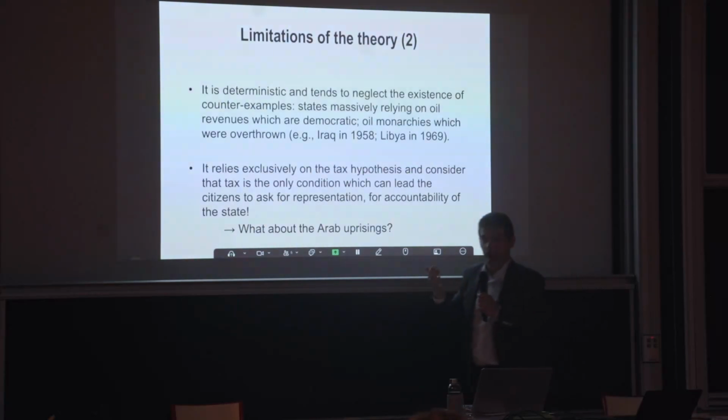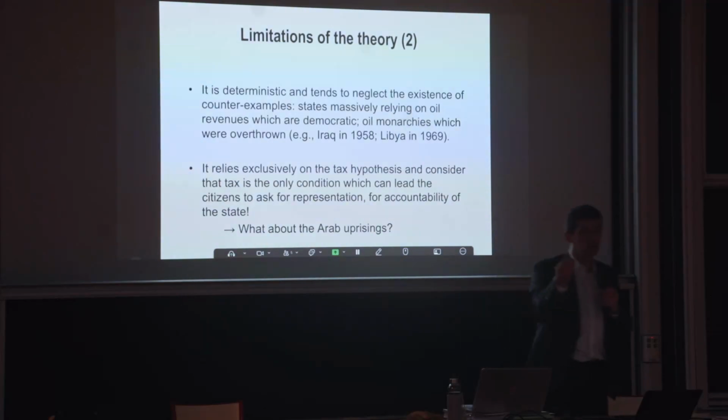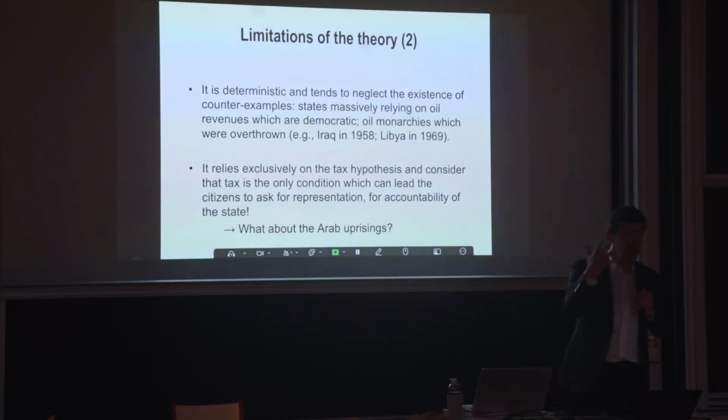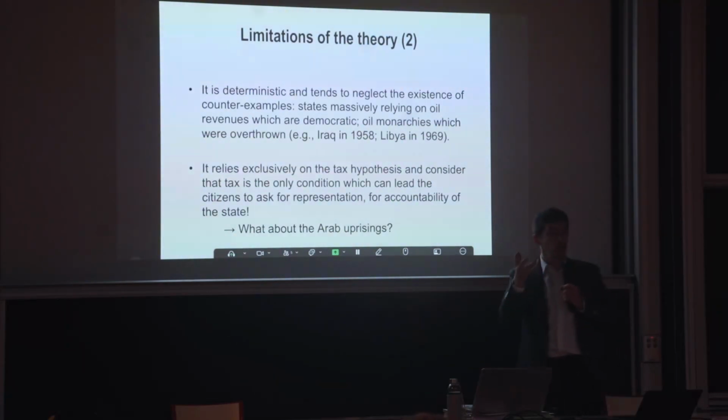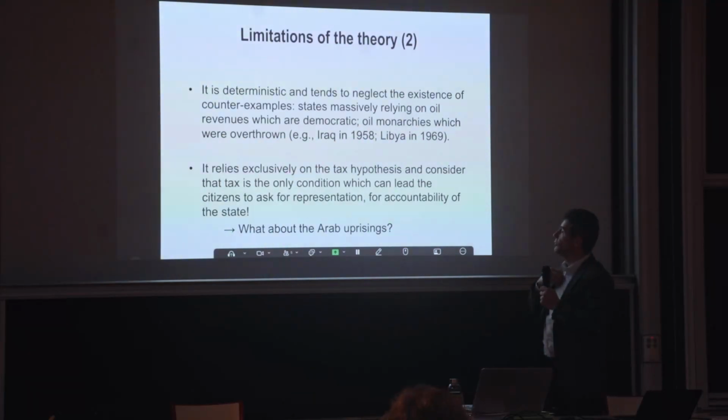And of course, there are examples of countries which are rentier at the moment and which are democratic. Norway is a great example. Norway is one of the most transparent, most accountable countries in the world, and Norway is a rentier state. 80% of its revenues come from the oil in the North Sea. But we have examples of Nigeria also. We have examples of Indonesia. So there are examples of countries which are democratic, or where there is alternation in the political system, but with oil rent.